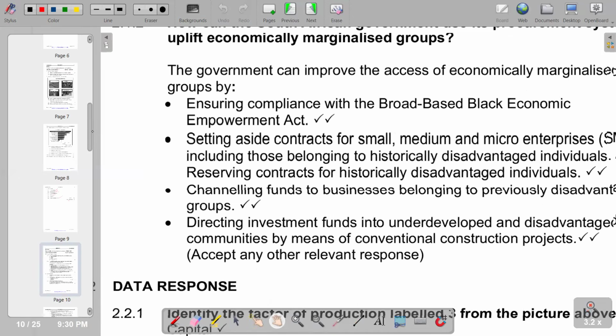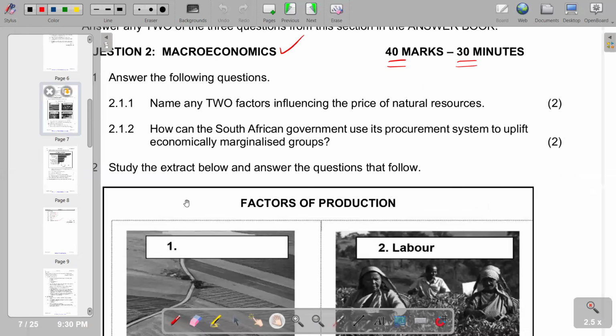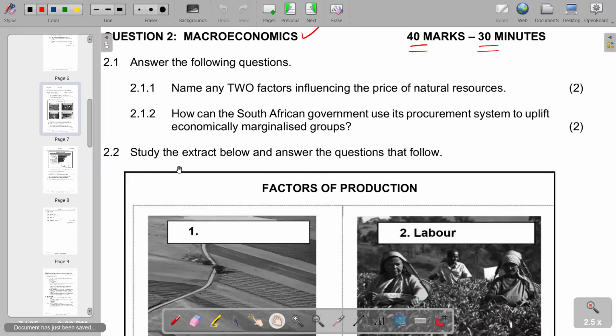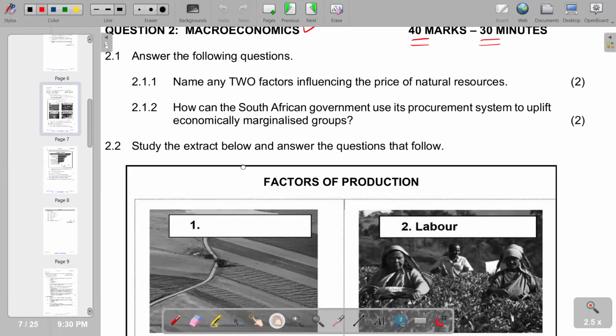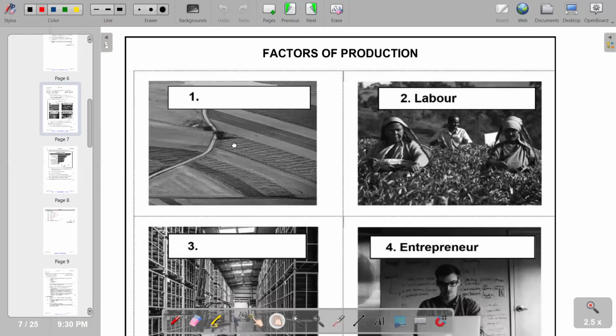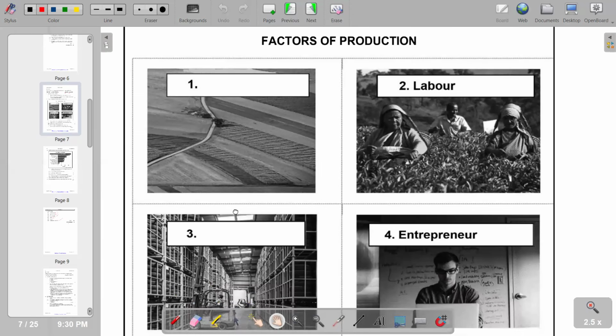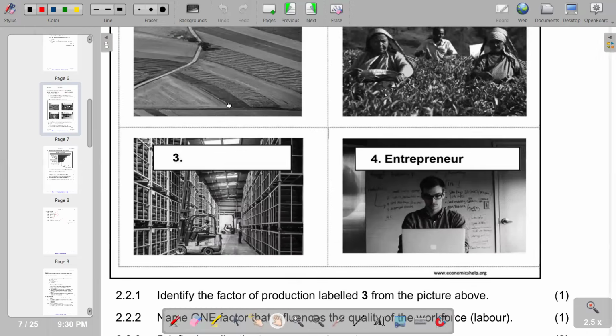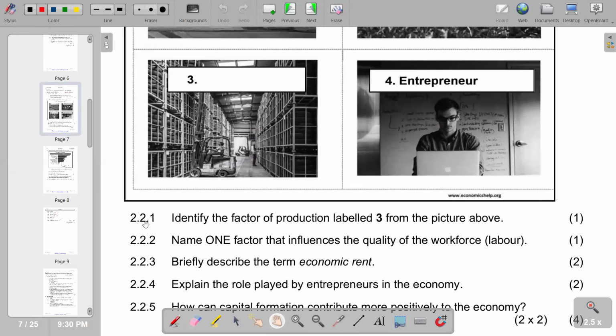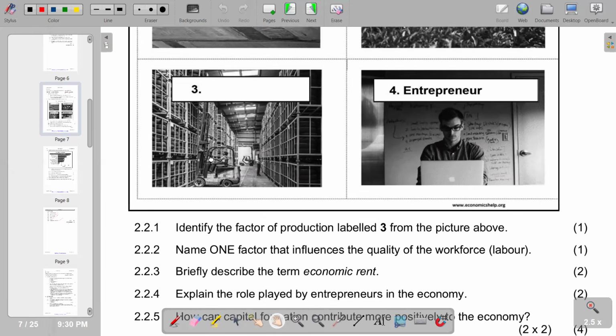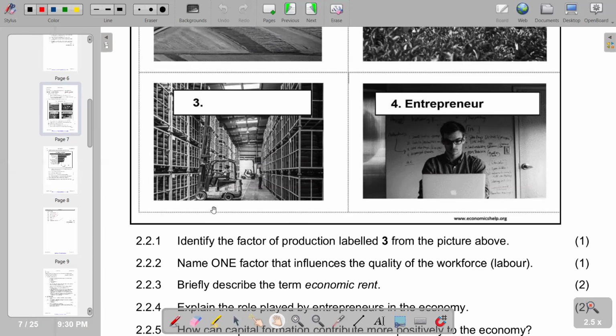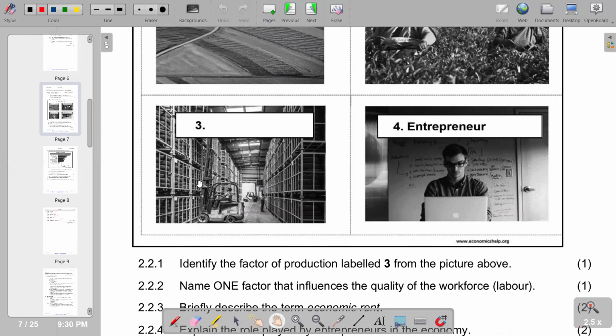Then in terms of the next question, now 2.2. Study the extract below and answer the questions that follow. We are given an extract of factors of production, whereby we have pictures, of course 1, 2, 3, 4. Beneath this picture, 2.2.1: identify the factor of production labeled 3 from the picture above. You can see that 3 is not labeled, but in 3, we are supposed to identify the factor of production.